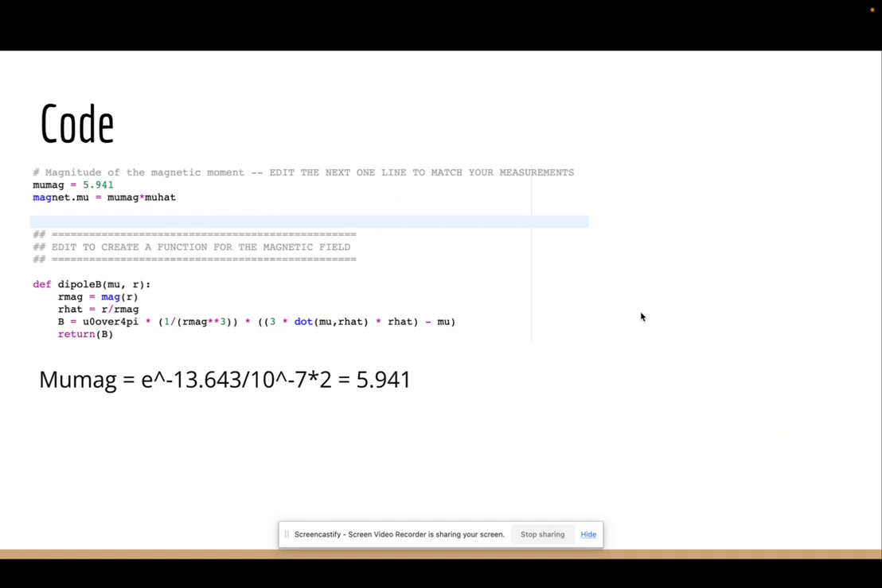And the code and my hand calculation for the magnetic dipole moment is located right here. This is how I got 5.941, and then I plugged that number into my code.